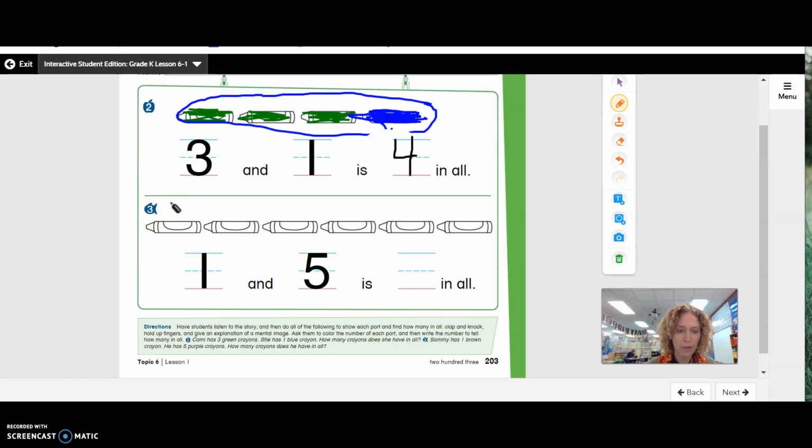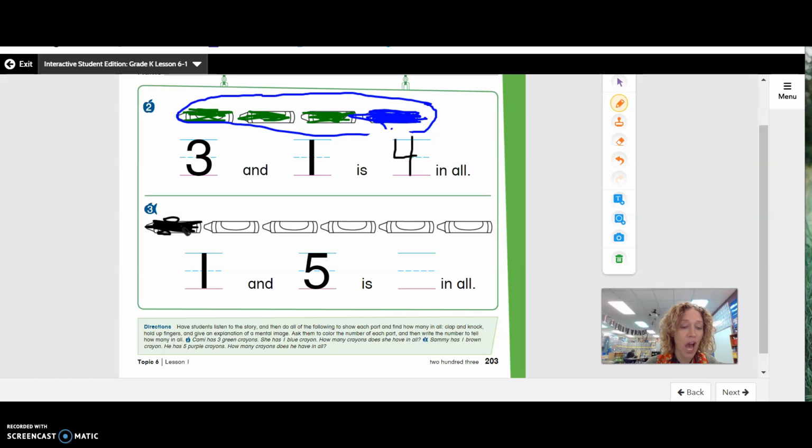Sammy has 1 brown crayon. So let's get, I don't have any brown here. Well, let's do a black, okay? Because I don't have brown. So I'm going to color, you can color yours brown, but I don't have brown. So I'm going to color mine black, or you can color it black, that's fine too.